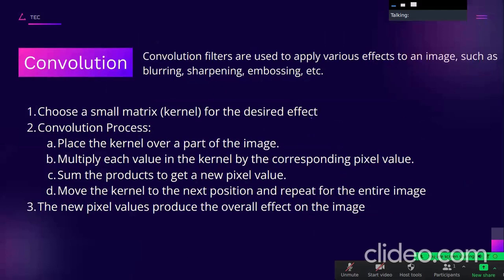And after that, we use the gradient magnitude to highlight the edges of the image when we reconstruct the image. After that, we use the convolutional filter, which is basically used to apply various effects to an image, such as blurring or sharpness. We're trying to recreate the blurring effect, and then we use a small matrix or kernel for the desired effect. And after that, we use the convolutional process, which is basically using a library that performs these 4 steps to get the new pixel value, produce the overall effect of the image, and then we recreate the image with these new pixels, and that's pretty much it.